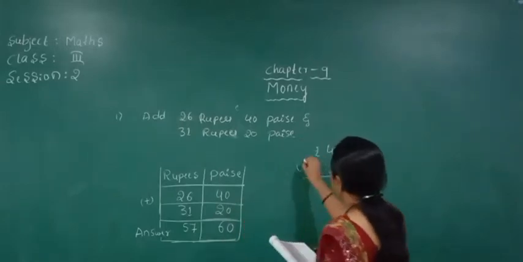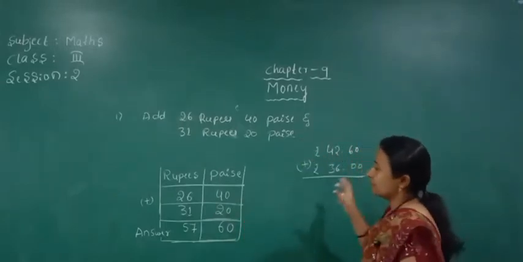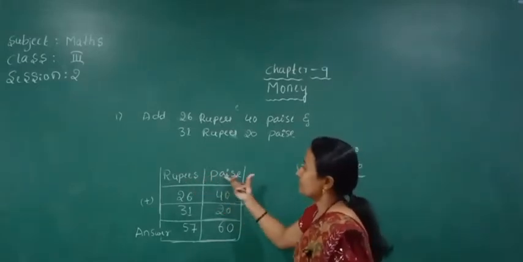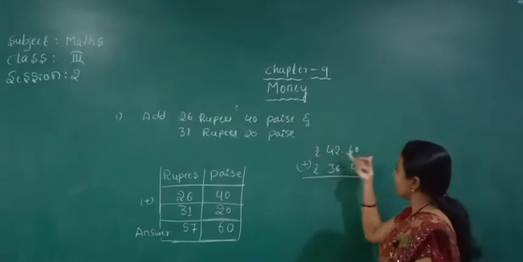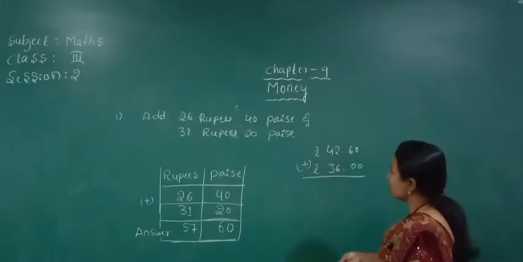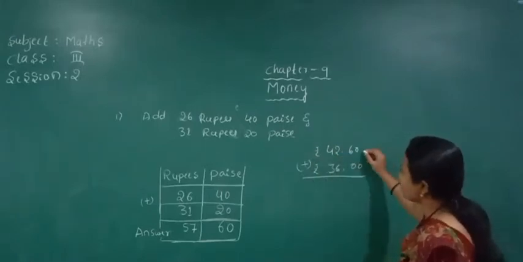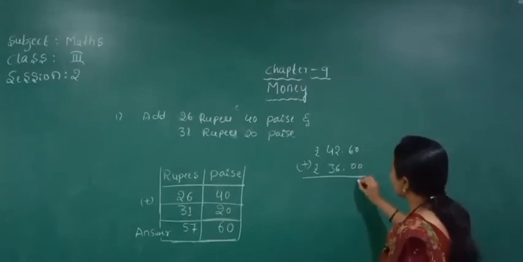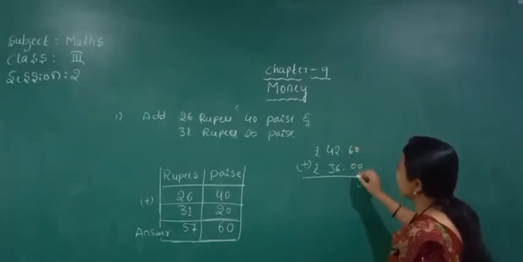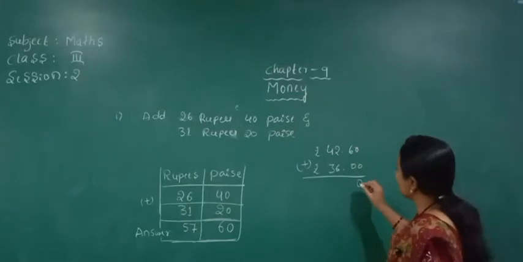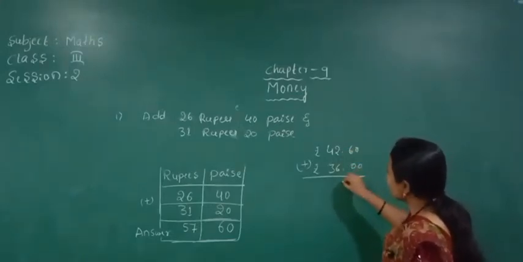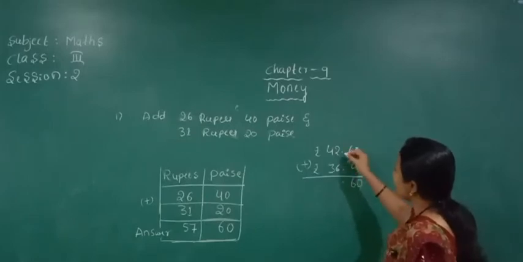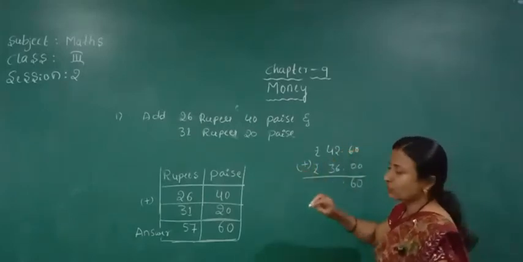First, I didn't mention rupees and paise here, but we only keep in mind this is the rupees column and this is the paise column. First, in paise we will add 0 plus 0 is 0, 6 plus 0 is 6. Next, first put a 1 point here.